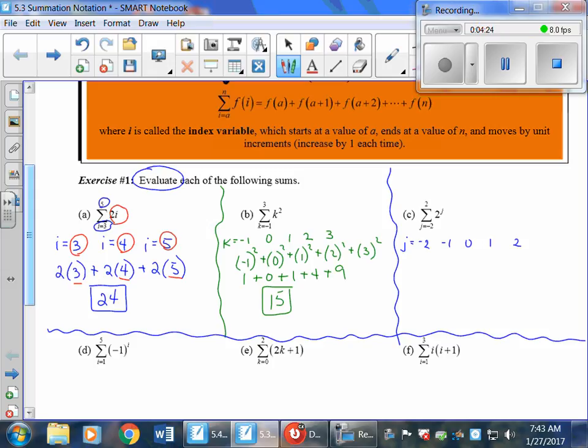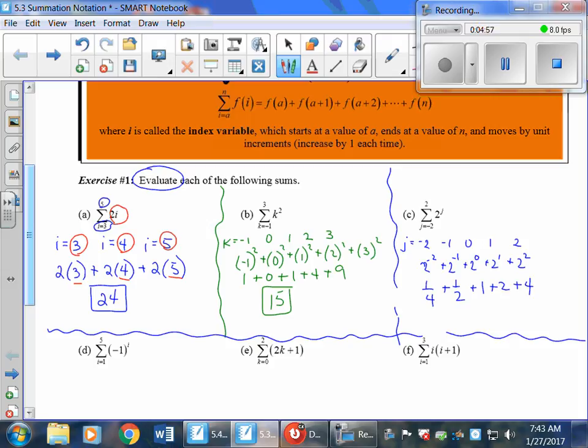And what is this saying? This is saying 2 to the index. So when J is -2, you get 2 to the -2 plus 2 to the -1 plus 2 to the 0 plus 2 to the 1 plus 2 to the 2. So this becomes 1/4 plus 1/2 plus 1 plus 2 plus 4.